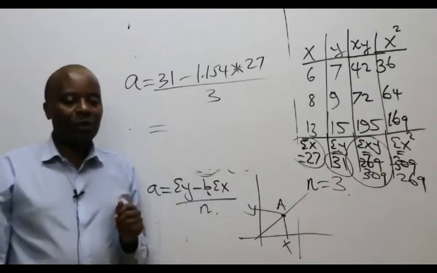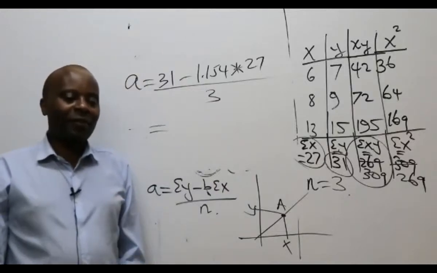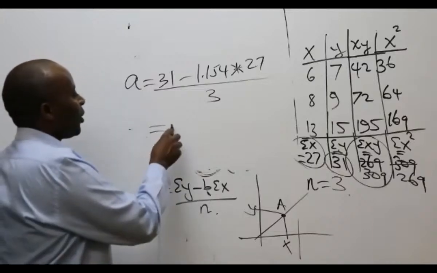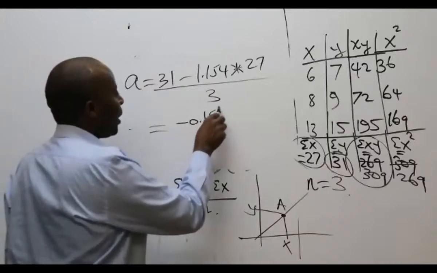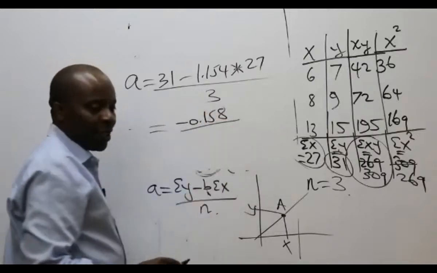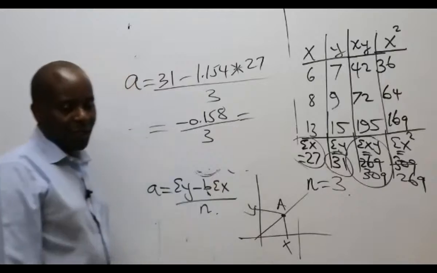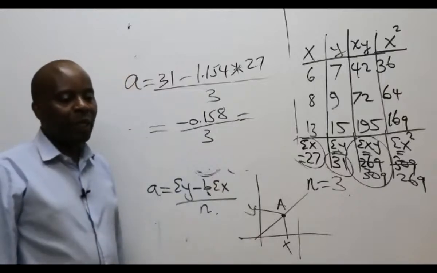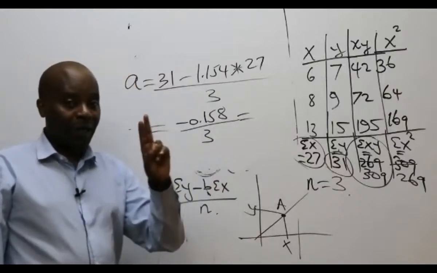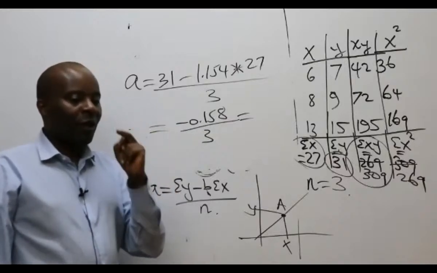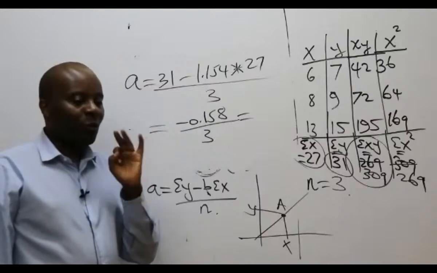Lina has given me a dash. Negative 0.158. So somebody tells me that the numerator is negative 0.158. So divide this by what here? By 3. Divide this by 3, and I expect you, great students of mine, to give me an answer in terms of 3 decimal places.